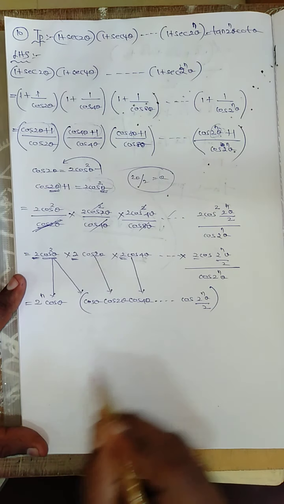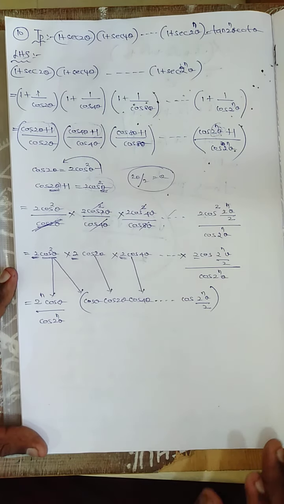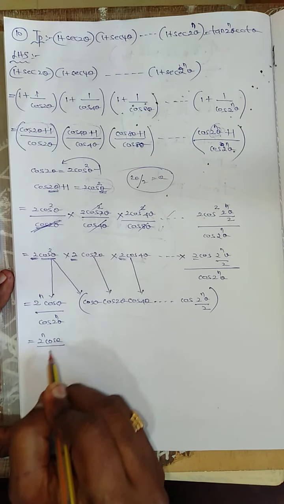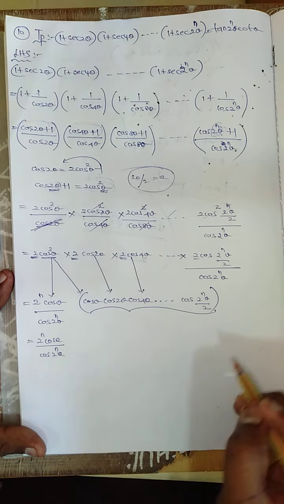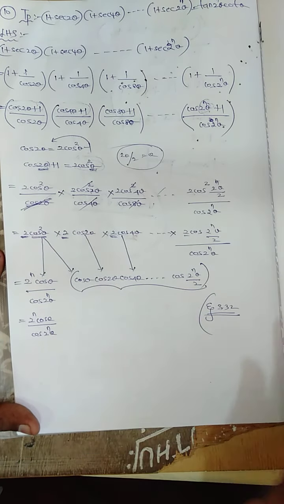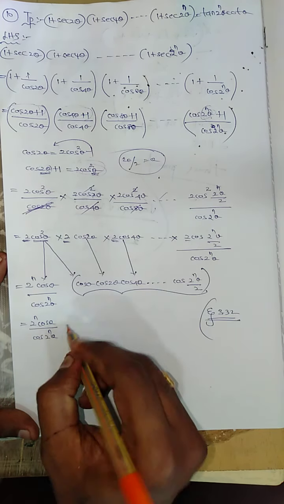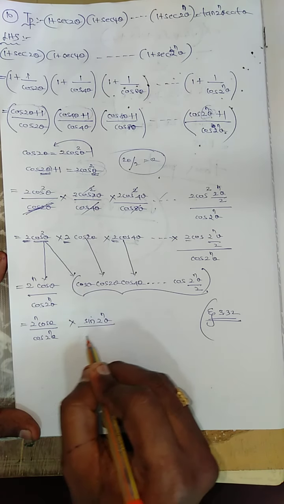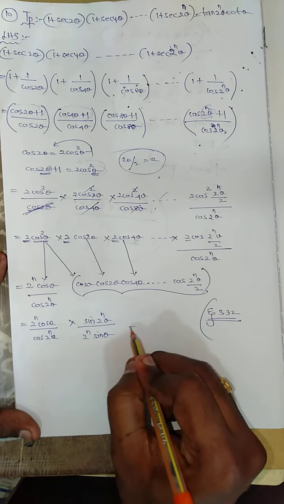We will take it in one bracket. Still remaining is nothing but cos 2 power n theta, cos 2 power n theta. So if we are going to see 2 power n cos theta divided by cos 2 power n theta, this is one of the formulas in example 3.32. I will write this formula. What is the formula? I will write it finally. This formula is nothing but sine 2 power n theta divided by 2 power n sine theta.